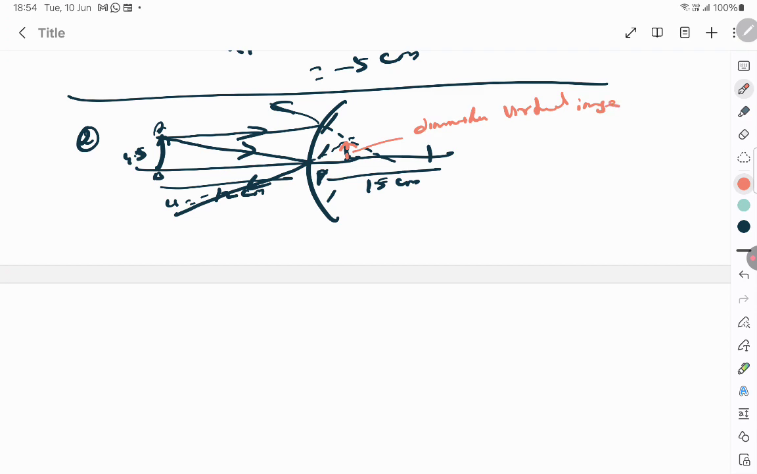Makes sense. Convex mirror is the rear view mirror which always produces a diminished virtual image, and so that completes it. And what's the position and nature and everything you can answer.